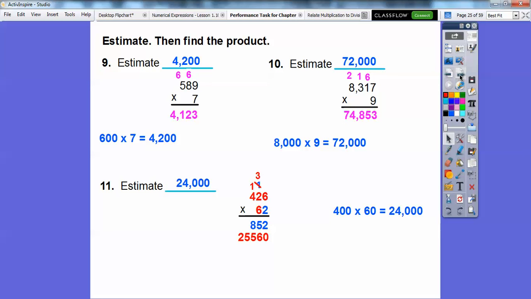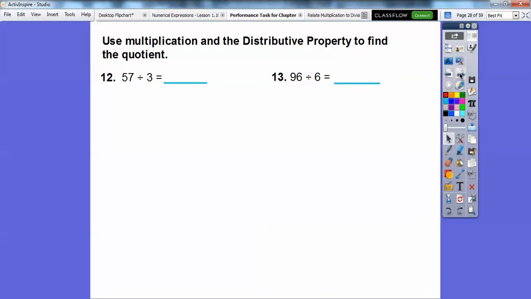Okay, and then we add those partial products right there down at the bottom. So when we add those, we get 26,412, and that's a little bit more than 24,000. So we know we're in the ballpark right there. Okay, so let's use the multiplication and the distributive property to find the quotient.